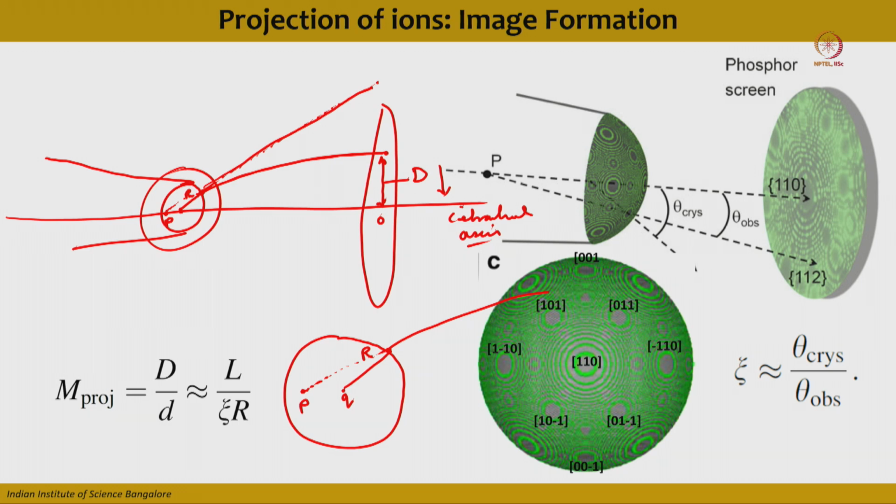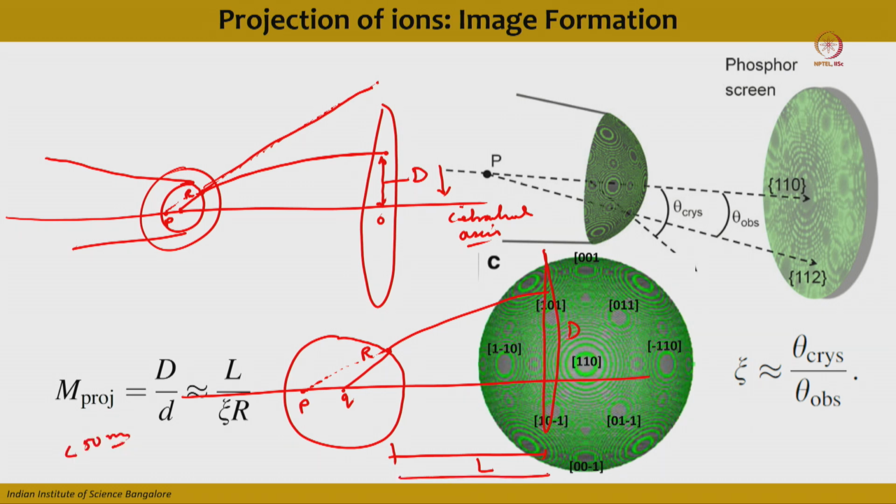So now assume that this is your fluorescent screen, this is your center, and this distance is d, and the distance between the tip and the screen is L. You know that this R value is very small, less than 50 nanometers, very small compared to this L. We can assume that R is much less than L. So this is the assumption.